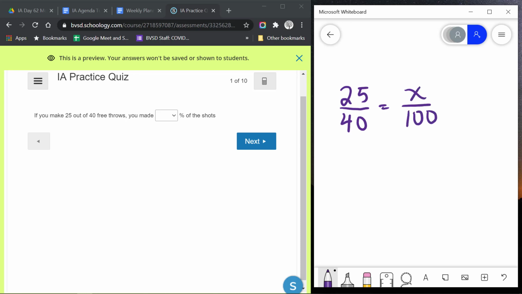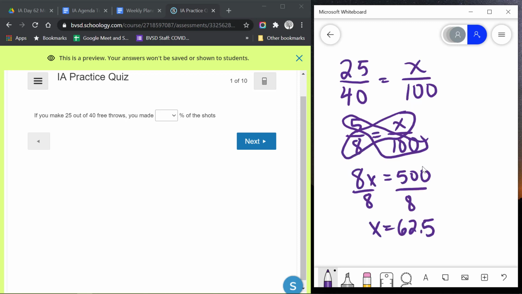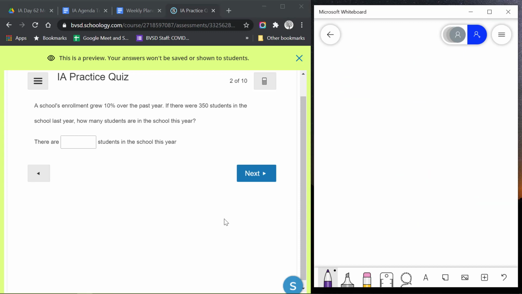And so there's a few different ways you could solve this. If you start this way, you can reduce and then cross multiply and solve. The other way to do it is to think in terms of decimals and just do 25 divided by 40 in your calculator, which will give you 0.625, and then change that into a percent, which is 62.5%. Either way, 62.5%.